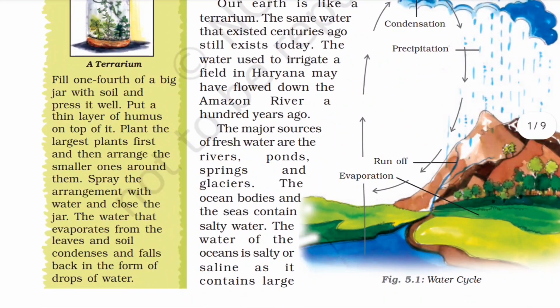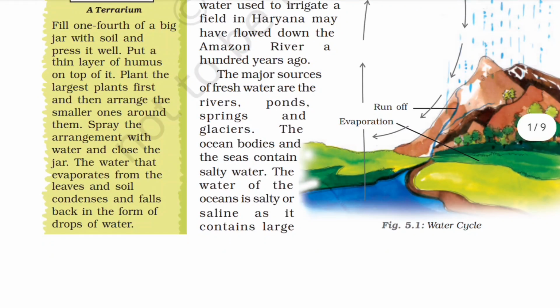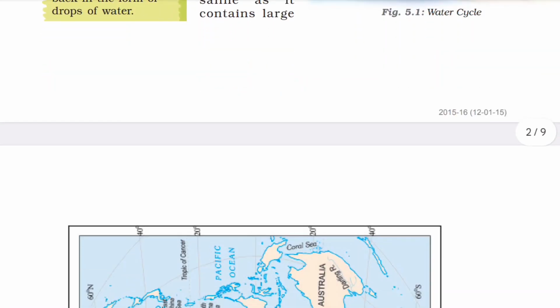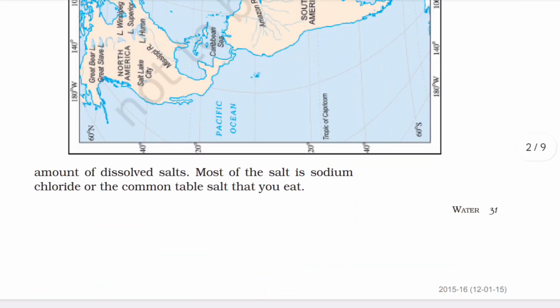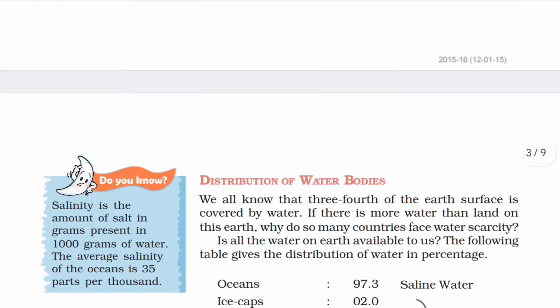The major sources of fresh water are rivers, ponds, springs, and glaciers. The ocean bodies and the seas contain salty water. The water of the oceans is salty or saline as it contains a large amount of dissolved salts. Most of the salt is sodium chloride, or the common table salt that you eat.